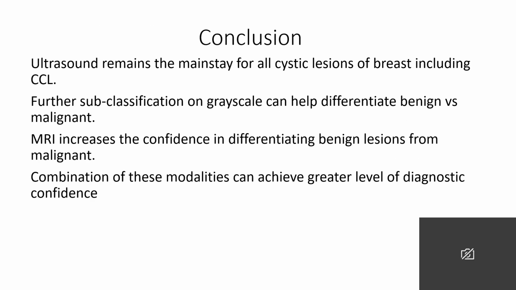In conclusion, ultrasound remains the mainstay for all cystic lesions of the breast, including complex cystic lesions. Further, subclassification on grayscale can help in differentiating benign versus malignant. MRI increases the confidence in differentiating benign lesions from the malignant. Combination of these modalities can achieve a greater level of diagnostic confidence.